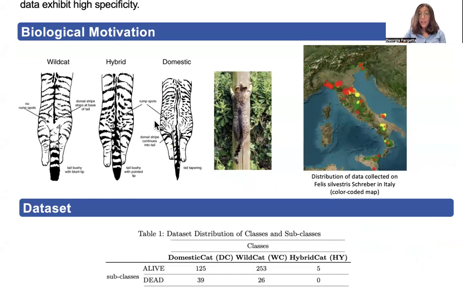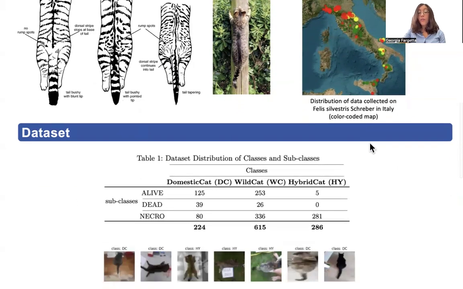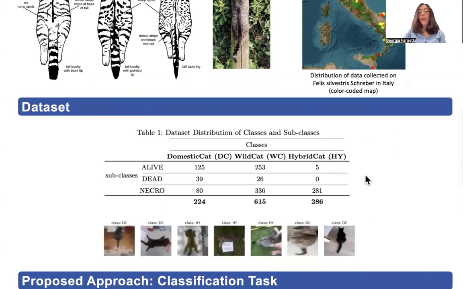How can we recognize this type of cat? We can recognize it from, for example, the pelage and the tail, as we can see in this diagram. The photos are collected by biologists all over Italy, as we can see in this Italy map, and after the first captures of different photos, we have this dataset.